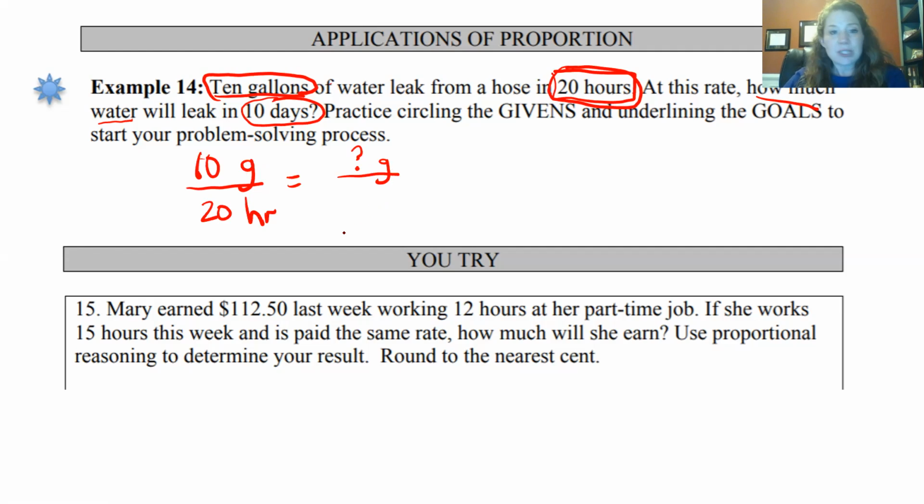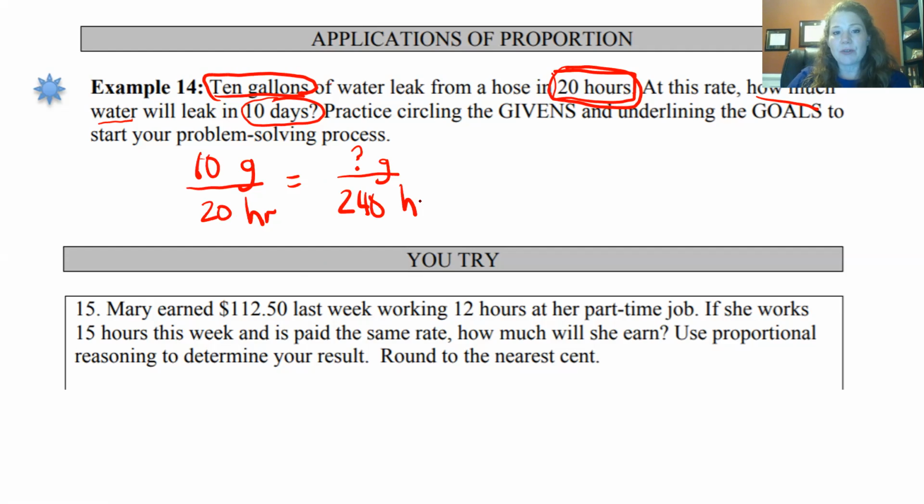It doesn't matter if we change both of them to days or both of them to hours. If we did days, 20 hours is less than a day, so we would have a fraction or decimal here. So I suggest that we turn 10 days into hours. How many hours are in one day? We have 24 hours in one day. So if we had 10 days, that means we have 240 hours. So on the bottom down here, we have 240 hours.